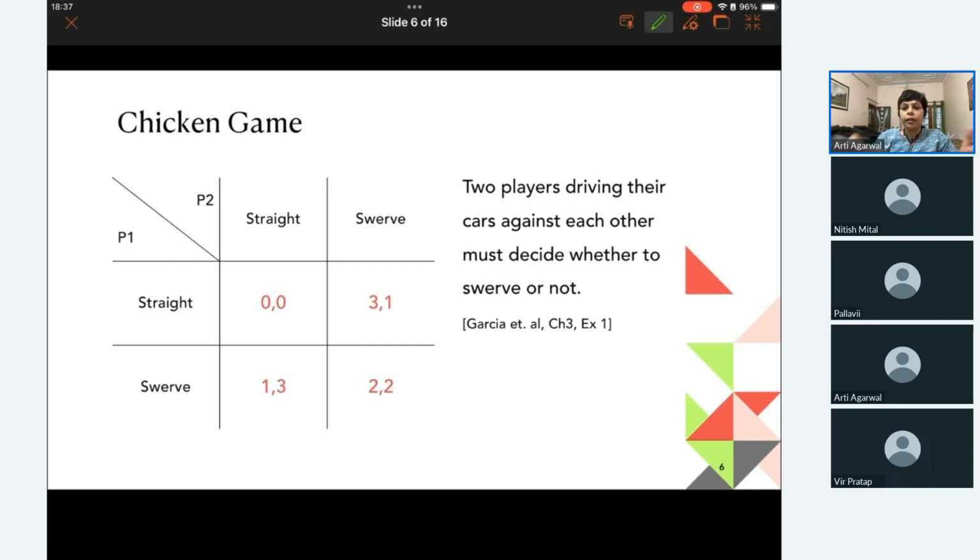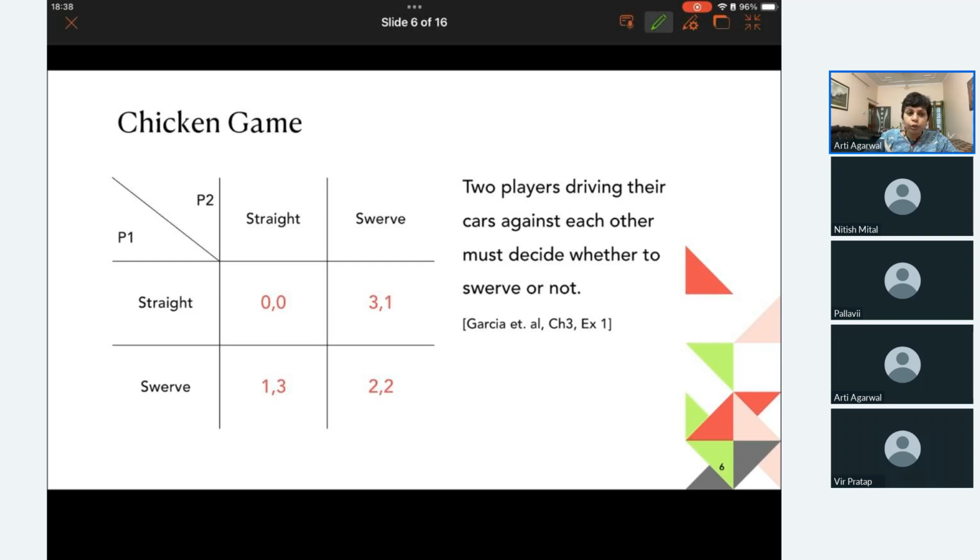And if the other guy is going straight, I want to save myself, so I'm going to swerve. So the payoff is 1-3. And if they both swerve, they both save themselves, but they have a little bit of inconvenience, so the payoff comes out to be 2-2. So this is what we call an anti-coordination game, which is sort of like the opposite of a coordination game. And in this, let's see what the best responses are going to be.